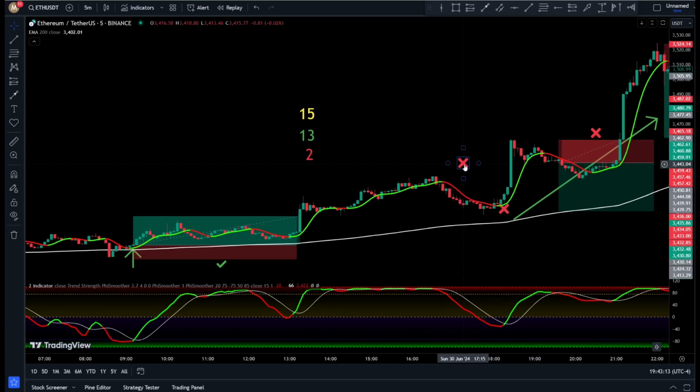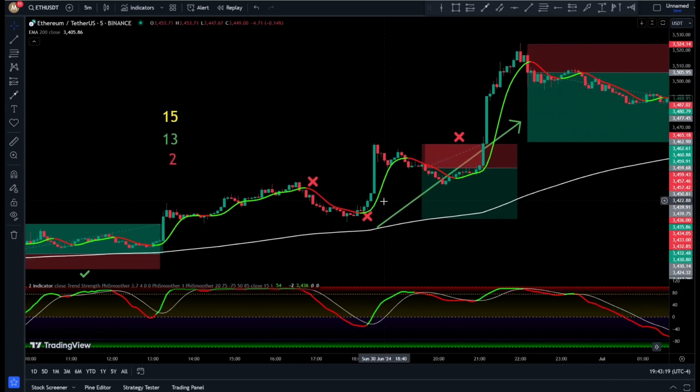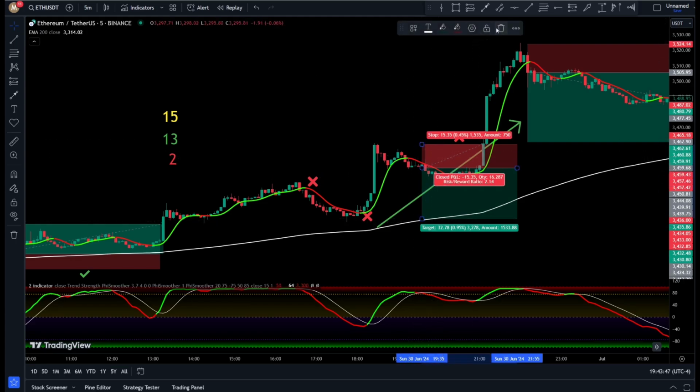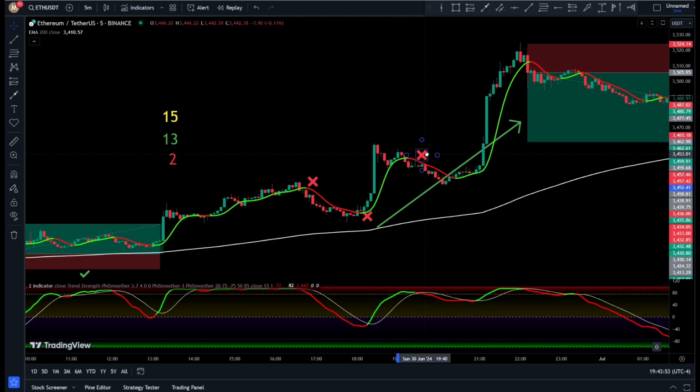I remove this position. And in the next signal, two confirmations are present, but the third one is not there. This signal is also false. I also remove it. So we could filter out the false signals by adding a second indicator.